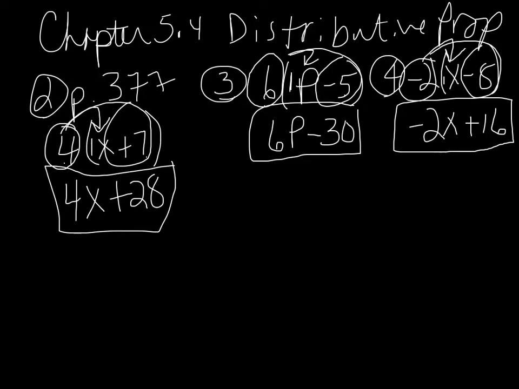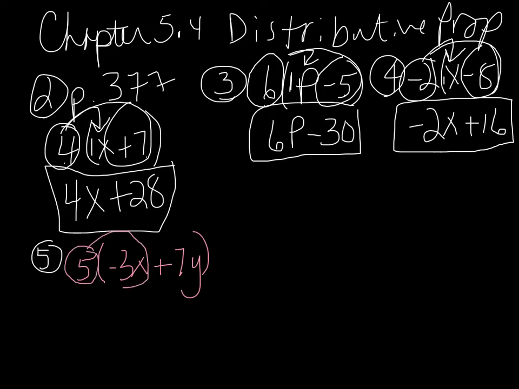Let's see if we can get number 5 in. I think we can. And it is 5 times negative 3x plus 7y. This is getting a little bit more complicated, but really not too much. You go inside the parentheses because order of operations says that. Negative 3x plus 7y can't do anything, so I'm coming outside. I'm going to take this term and multiply it times this term. So it's number to number. 5 times negative 3 is negative 15.